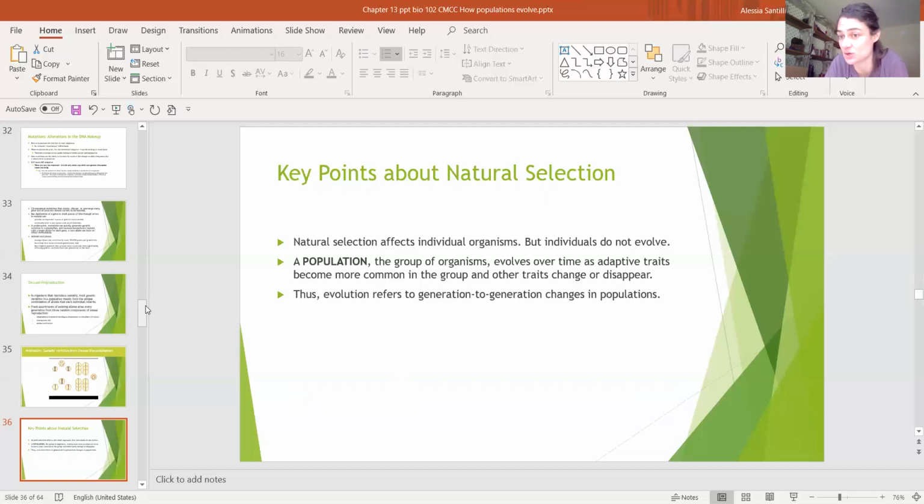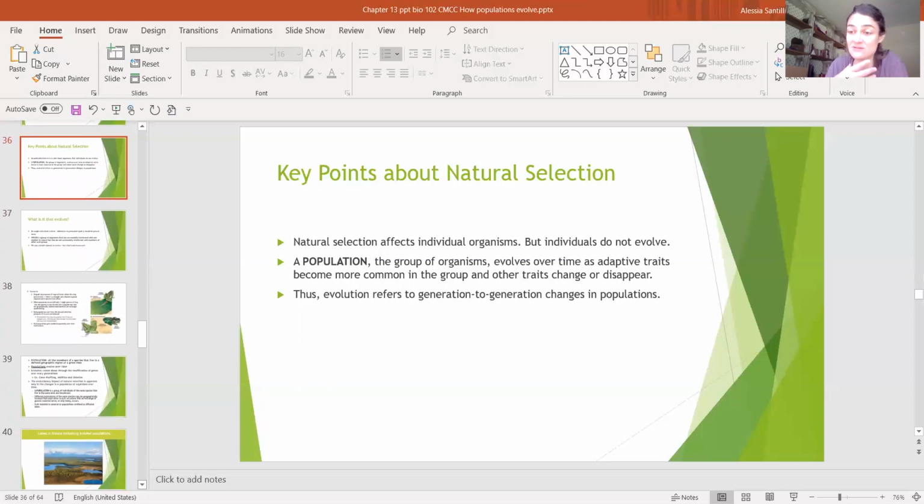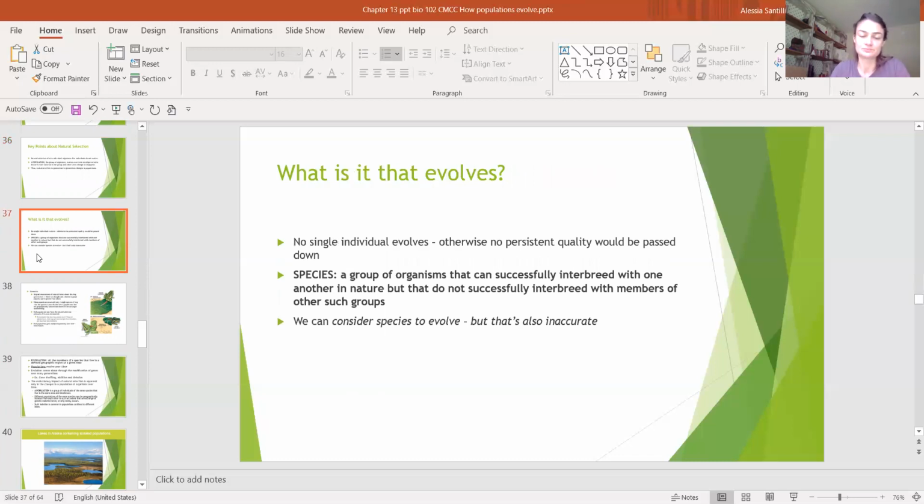This is probably going to be a trick question on the exam. Evolution refers to generational changes in populations, not in a single species. It's more of a population, because even if I do adapt, if I die, that adaptation is gone. It has to be passed on to my offspring and then my offspring. And so all of a sudden I have a population of humans that have this particular adaptation. So a population is the part that's adapting, right?